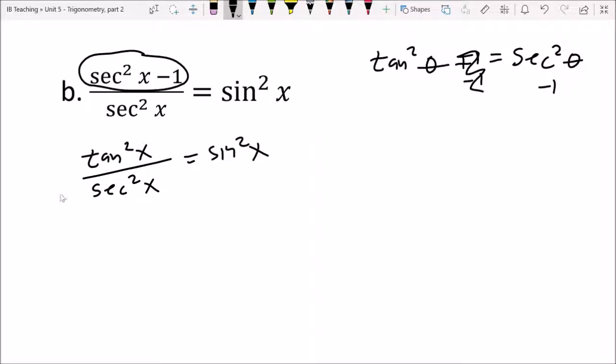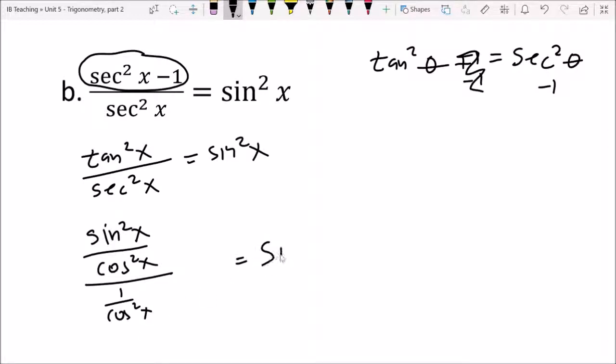So what could I do now? I could write everything out in sines and cosines, just like in example A. So let's do that. Tangent is sine over cosine. And we recall that secant is 1 over cosine. And that equals sine squared from the right side. This is just coming straight down.